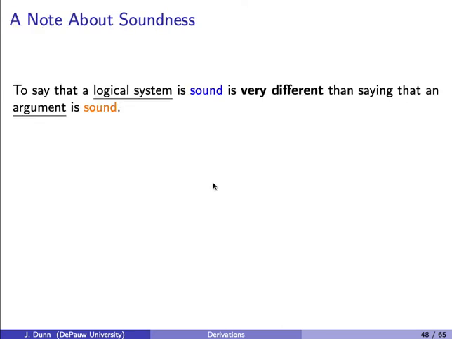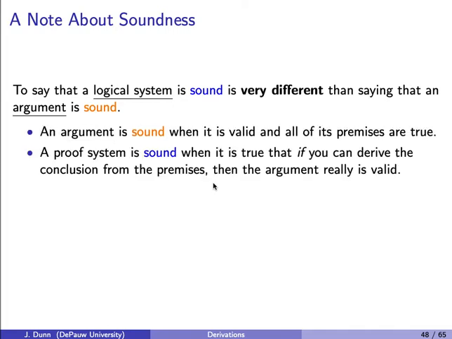Just a little note here before we conclude. To say that a logical system, a system of derivation of the sort we've been developing, is sound, is very different than saying that an argument is sound. And it's sort of a shame that the same word is used here. An argument is sound when it's valid and all of its premises are true. So soundness for arguments is a property of arguments, premises, and conclusion. A proof system or a derivation system is sound when it's true that if you can derive a conclusion from the premises, then the argument really is valid. These are just very different sorts of concepts. Again, we just happen to use the same word for them.